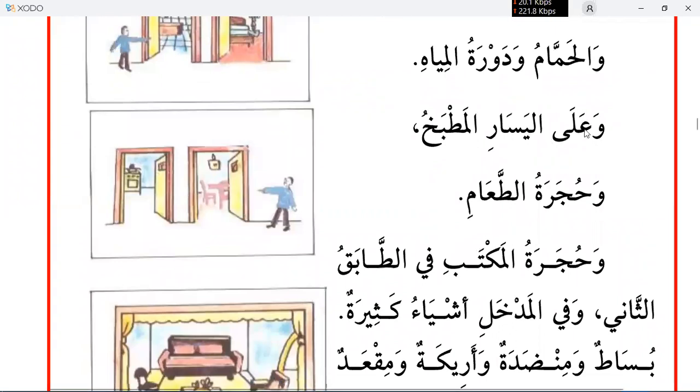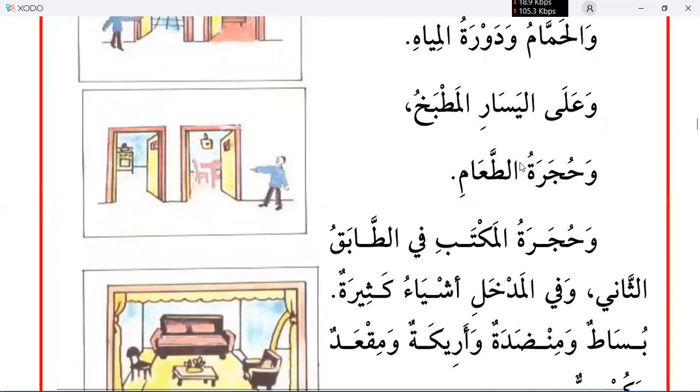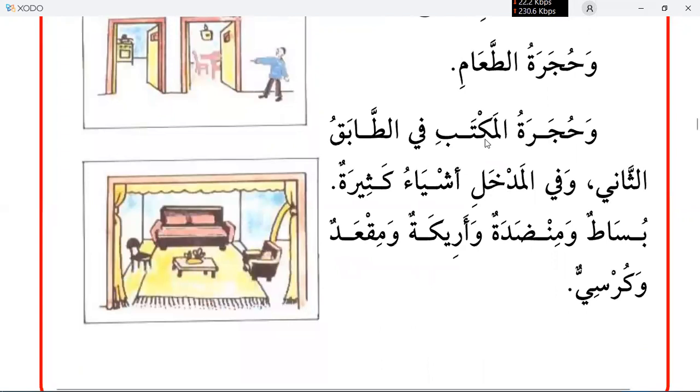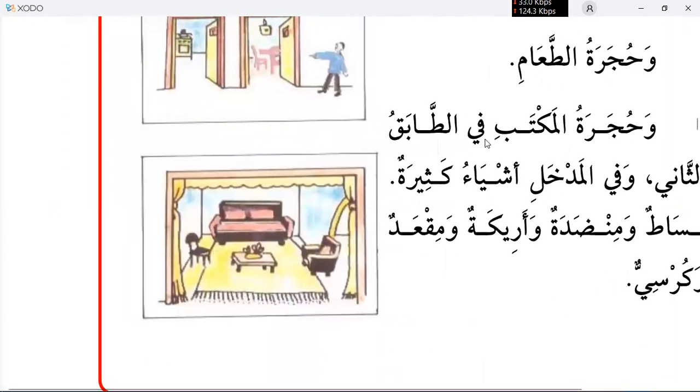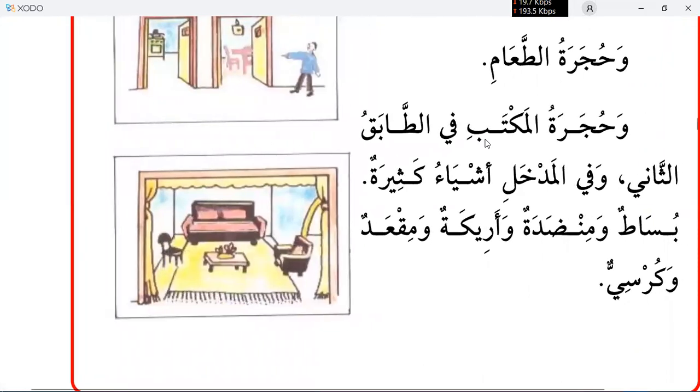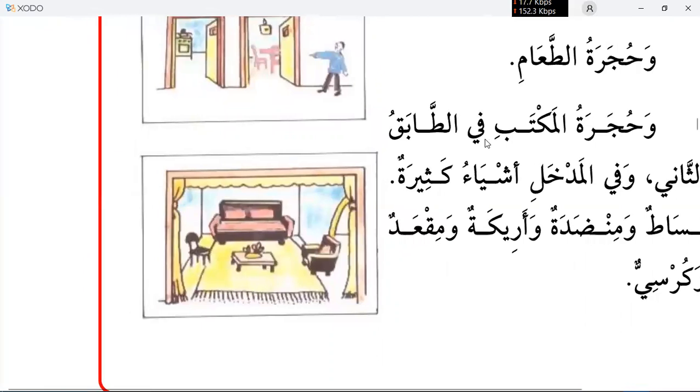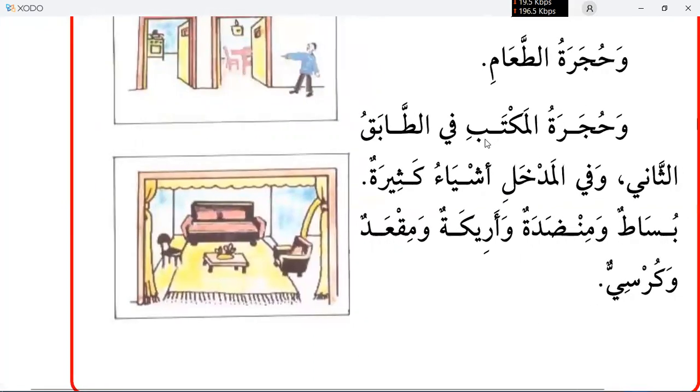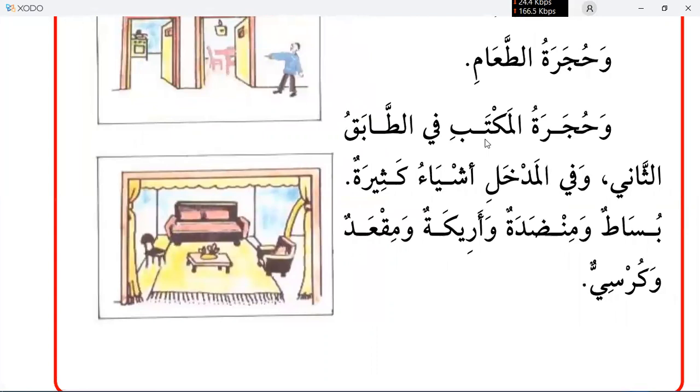وعلى اليسار, and to the left. المطبخ, the kitchen. وحجرة الطعام, and the dining room. وعلى اليسار المطبخ وحجرة الطعام. And to the left side there is a kitchen and dining room. وحجرة المكتب, and office room, في الطابق الثاني, on the second floor. You can also call it a study room. And the study room is on the second floor.